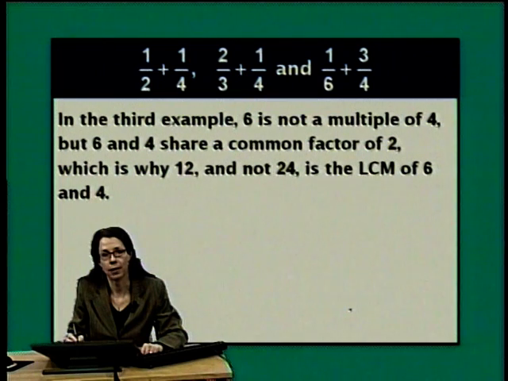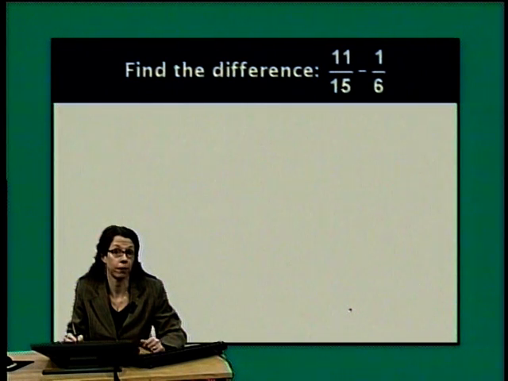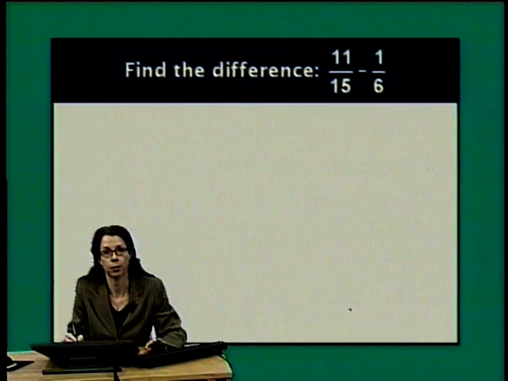Finally, in the third example, 6 is not a multiple of 4, but 6 and 4 share a common factor of 2, which is why 12 and not 24 was the least common multiple we used for 6 and 4. So now let's put together some of these ideas to see if we can come up with the least common multiple of 15 and 6, which is what we're going to need to find this difference.